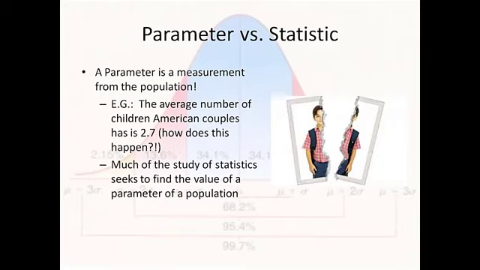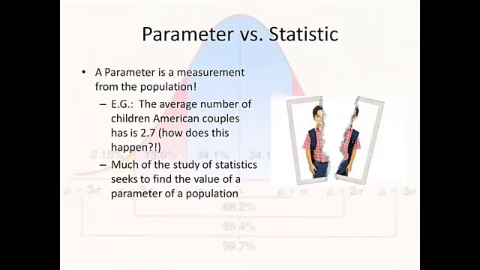Again, notice my picture. How does that happen? Nine times out of 10, we don't know what the parameter is, because things are happening right now as we speak that change that. Babies are being born. Unfortunately, kids are dying, things of that nature. So a lot of statistics has to do with estimating what that parameter is.